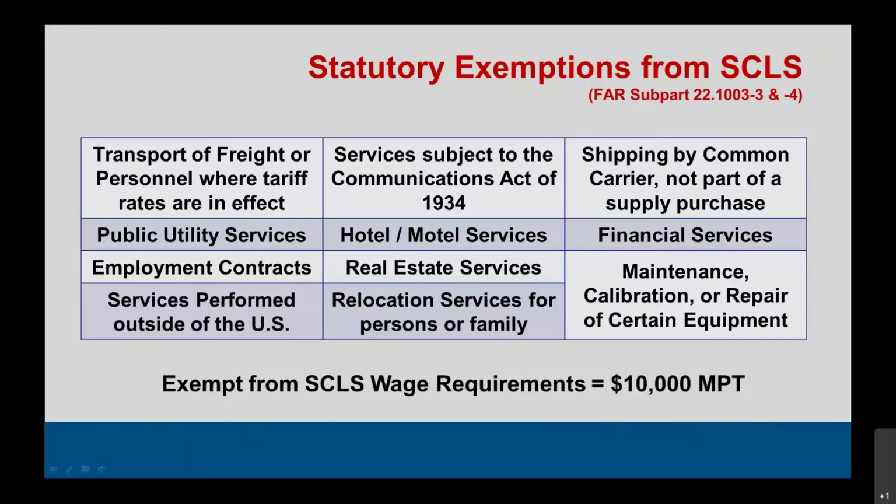When it comes to maintenance and calibration of repair of certain equipment, the FAR lists the type of equipment that are exempt, and those are office and word processing systems, scientific equipment, and medical apparatus, and office and business machines, things like copy machines, where services are performed by the manufacturer or supplier. And then any service performed outside the United States is not subject to the Service Contract Labor Standards. If it's exempt, you can go up to the $10,000 micro-purchase threshold.